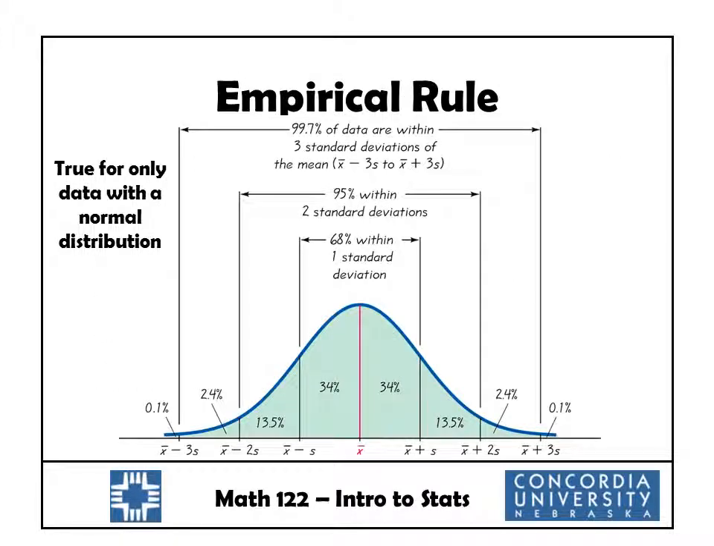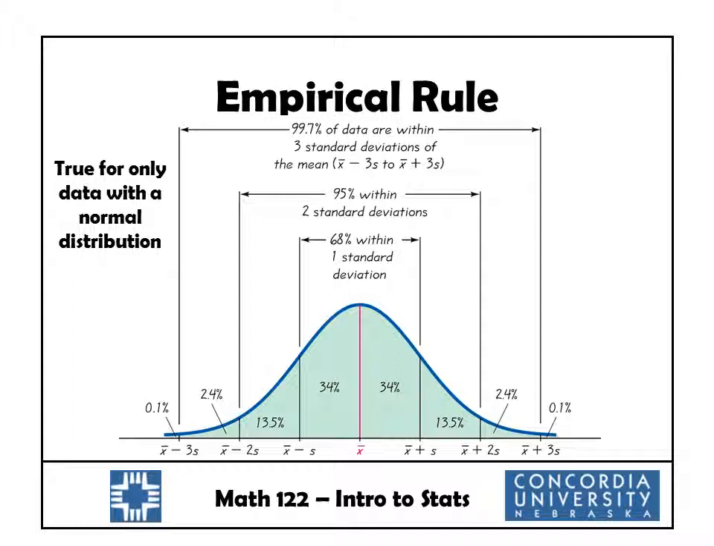Similar to the range rule of thumb, we have the empirical rule, which applies to data with a normal distribution. If we look at the range of values x bar minus s up to x bar plus s, where x bar is the sample mean and s is the sample standard deviation, we get a range of data values. Our rule says that 68% of our data values are within that range. Or we say that 68% are within 1 standard deviation of the mean.